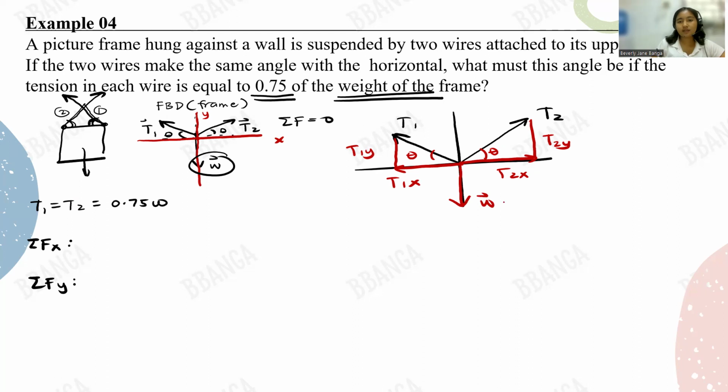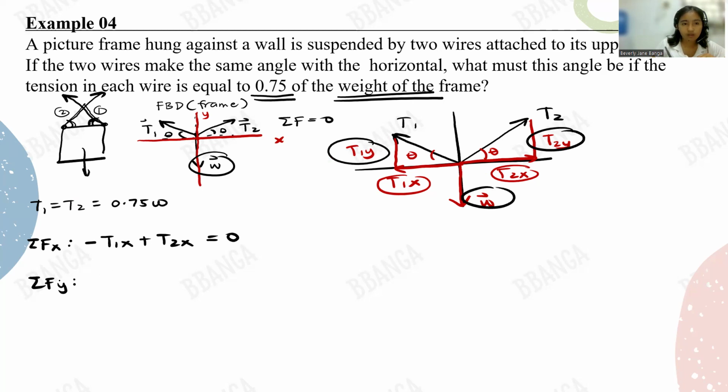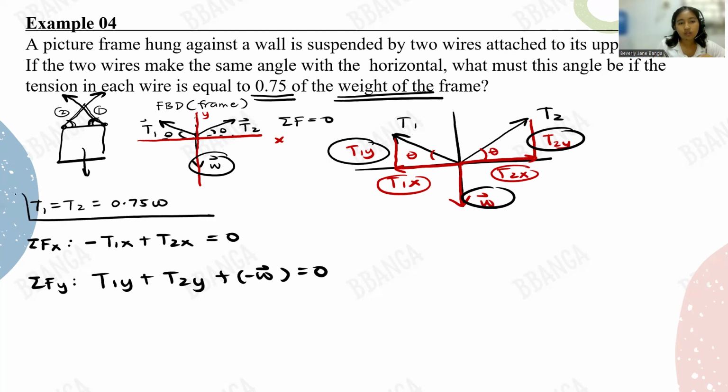Okay, so sa x natin, ang forces natin ay basically sina T1x lang at saka si T2x. So I have negative T1x plus T2x is equal to 0. Now, para sa y naman natin, meron tayong T1y, T2y, and weight. So, you have T1y plus T2y plus negative weight is equal to 0. So, ang alam lang natin, itong T1, T2 is 0.75 ng weight. Wala siyang ibang binigay na values.